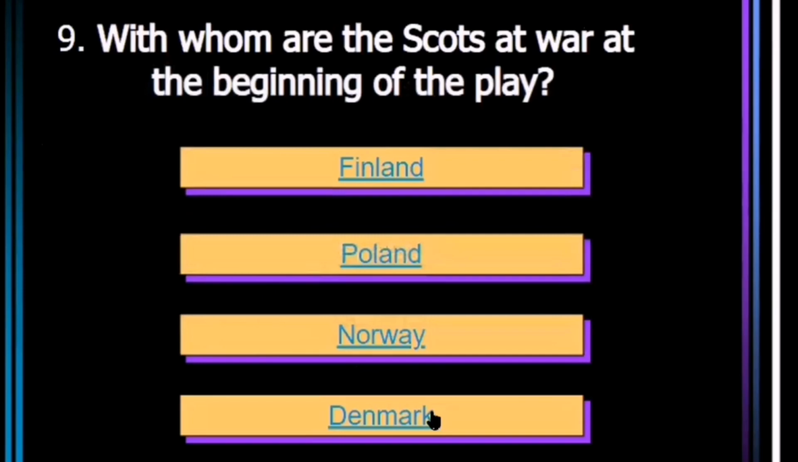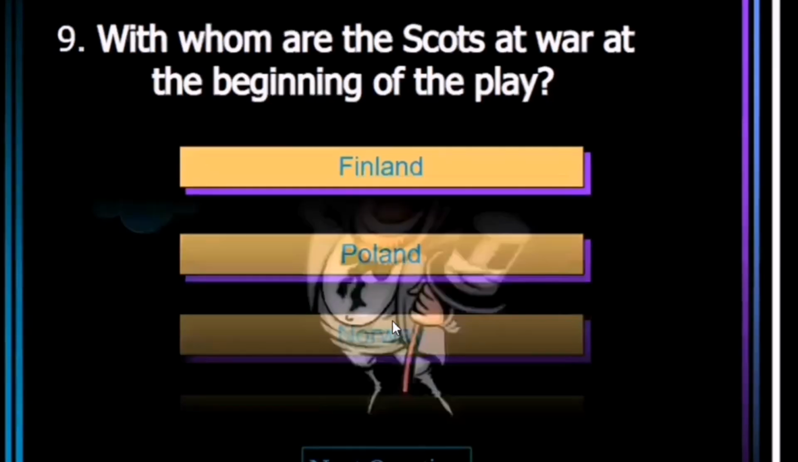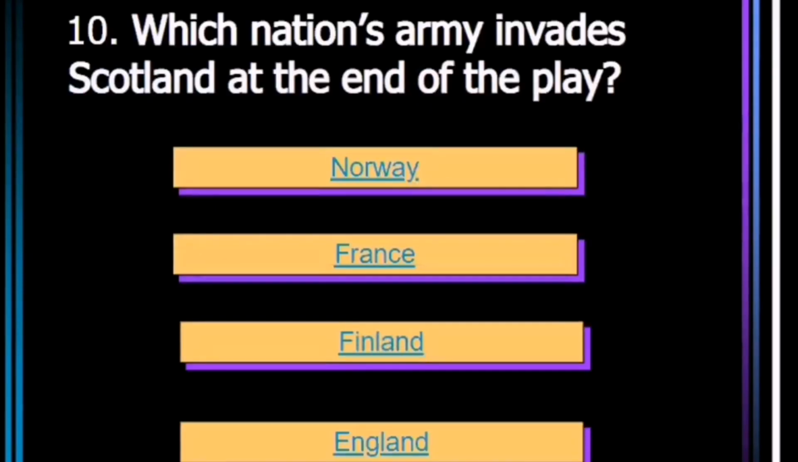With whom are the Scots at war at the beginning of the play? Finland, Poland, Norway, Denmark. So here is the answer, Norway. Which nation's army invades Scotland at the end of the play? Answer is England.